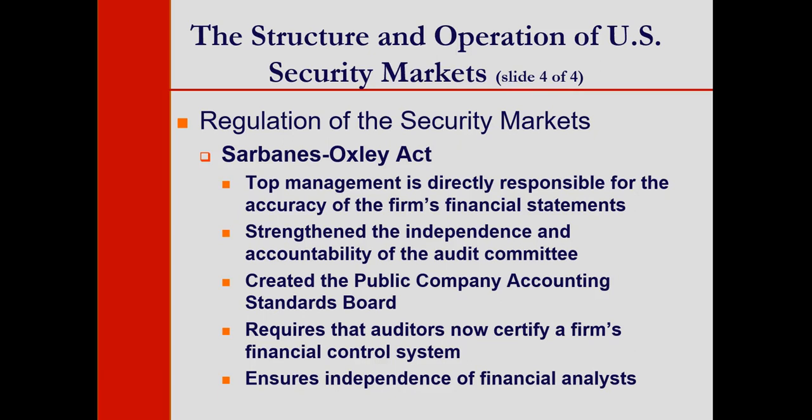This act strengthened the independence and accountability of the audit committee. The audit committee has to be independent and should consist of independent members. And it created the Public Company Accounting Oversight Board. It requires that the auditors now certify a firm's financial control system and ensures independence of the financial analyst. Like, they should not be the board members or something. They should be independent. They should not have any vested interest in that firm. Okay, so that's what independence means.